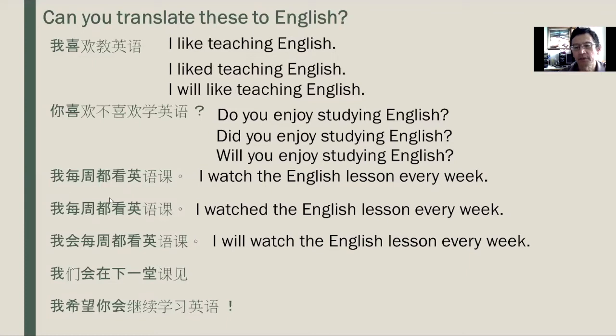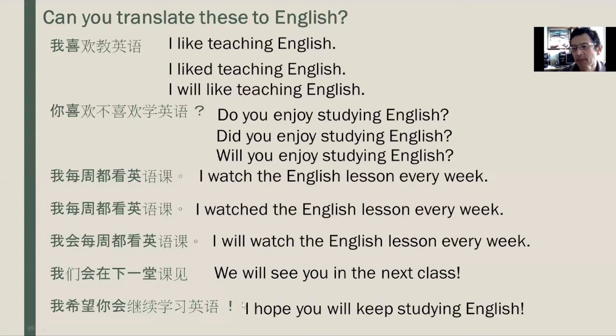What about this sentence here? We will see you in the next class. And the last sentence. It's going to be hard for me to pronounce in Chinese, but I will try it. I hope you will keep studying English.